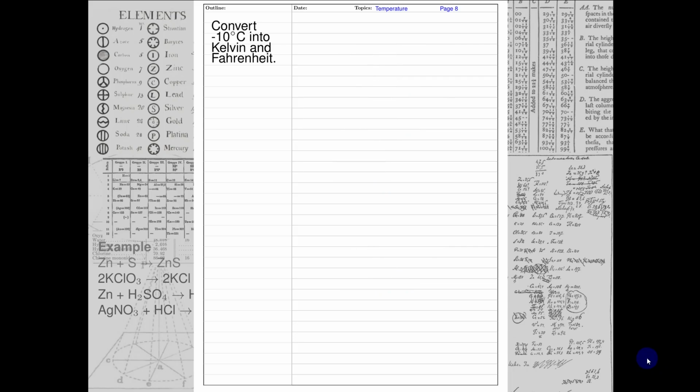Now let's convert negative 10 degrees Celsius into Kelvin and Fahrenheit. We can convert Celsius directly into Kelvin, so let's go ahead and do that. We can substitute negative 10 into the Celsius place, which gives negative 10 plus 273. So 263.15 is our answer in Kelvin.